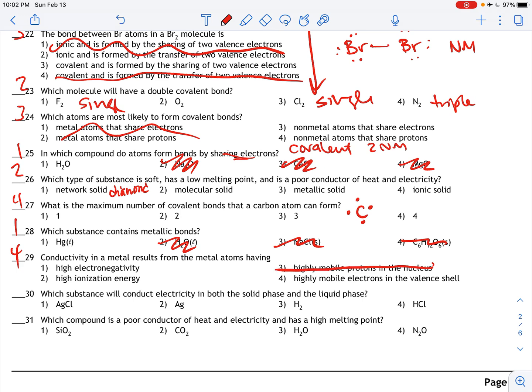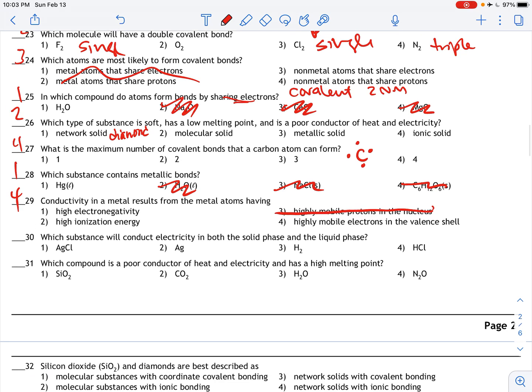Which substance will conduct electricity in both the solid and liquid phase? So this is metals. Think about when you're making a grilled cheese sandwich, you want a solid metal pan that will conduct heat and electricity, but also if you liquefy it, you put it into water, it's going to conduct. So we want simply a metal, which is choice 2.